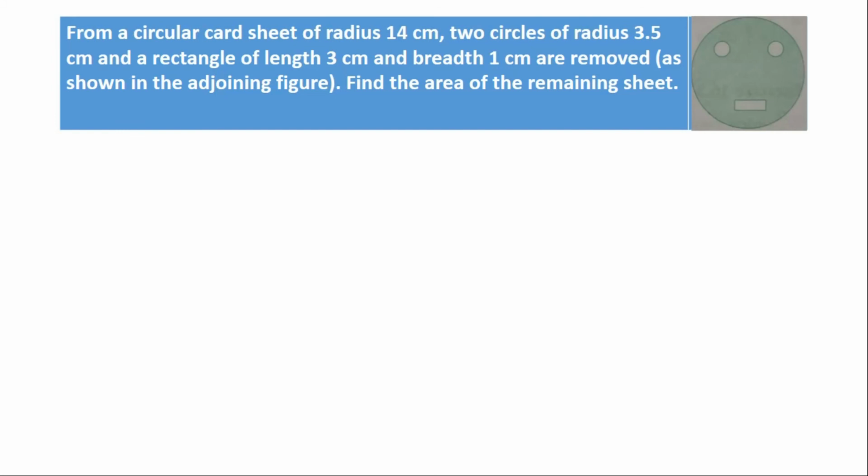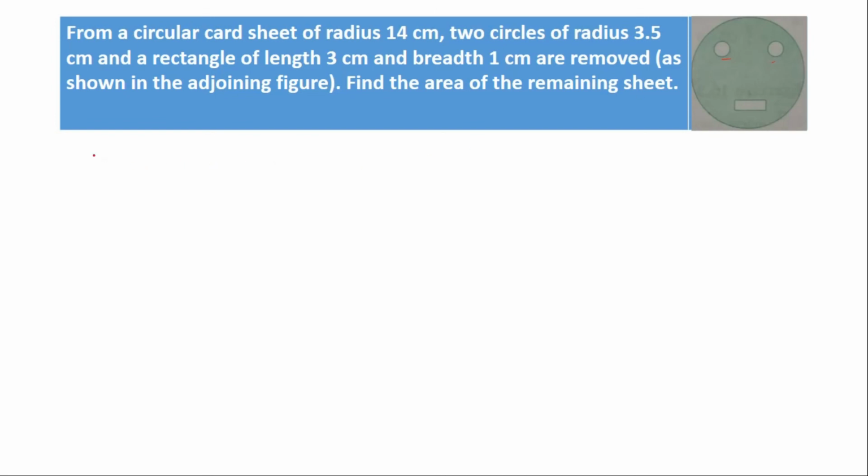From a circular card sheet of radius 14 centimeter, two circles of radius 3.5 centimeter and rectangle of length 3 centimeter and breadth 1 centimeter are removed. So you have to find the area of the remaining sheet. That means you can see in this figure, from this outer circle, two small circles and one rectangle are removed. So you have to find the area of this shaded region.